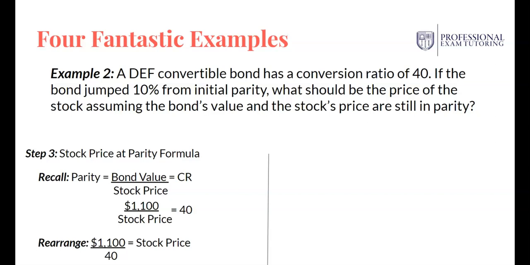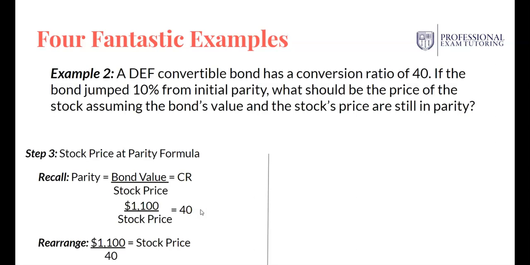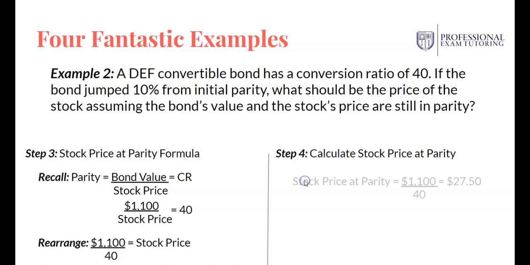So in order to rearrange this formula, we take the stock price and we stick it on the right hand side. We do that by moving it up over here, and you're going to multiply through. And as you multiply through, then you can take the 40 and swing that underneath here by dividing through on the other side. And that's going to leave us with $1,100 divided by 40 to get us to the stock price. So from there, we just need to calculate the stock price at parity, and that's going to be $1,100 divided by 40, which is equal to $2,750.